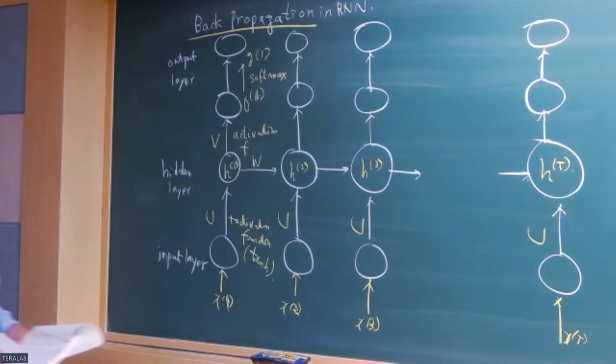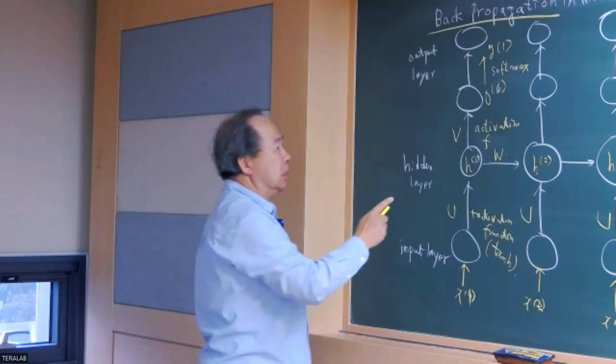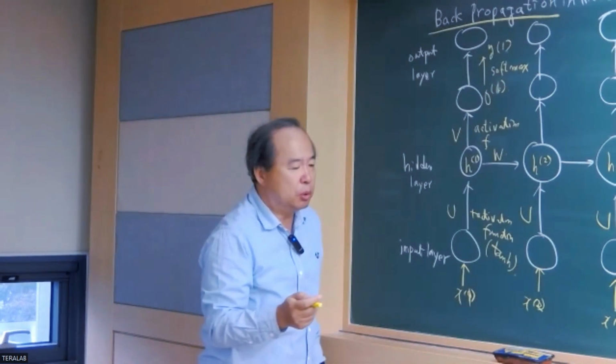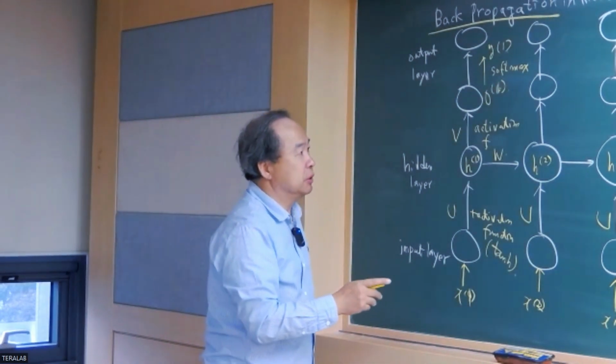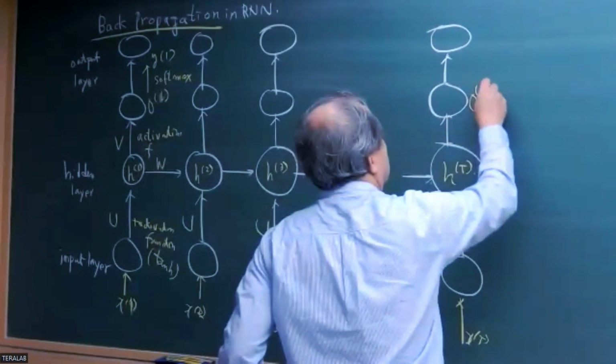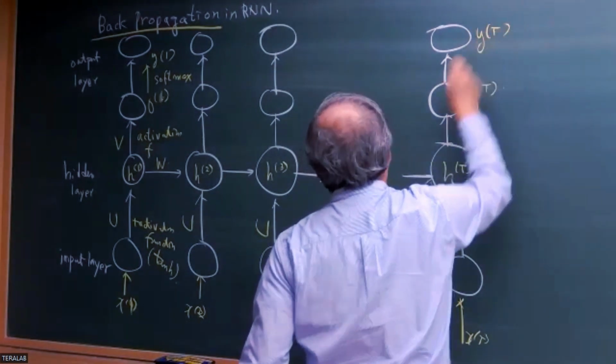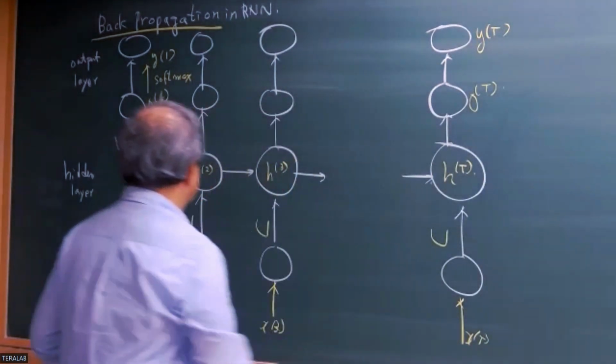Later on, I will introduce the softmax function. And then we will use the entropy function to define the loss function. So eventually, we're going to have the output at terminal T.